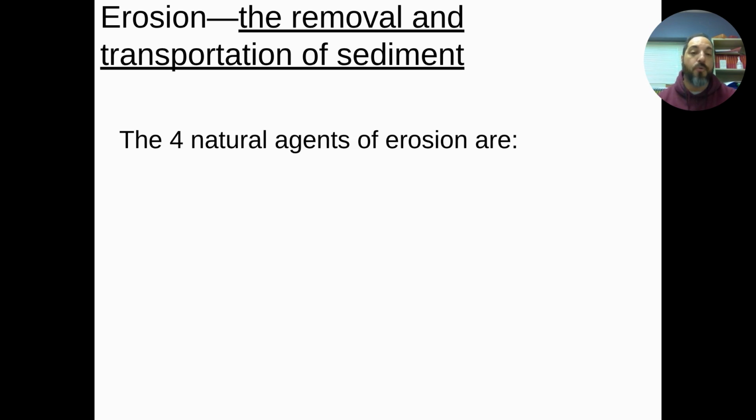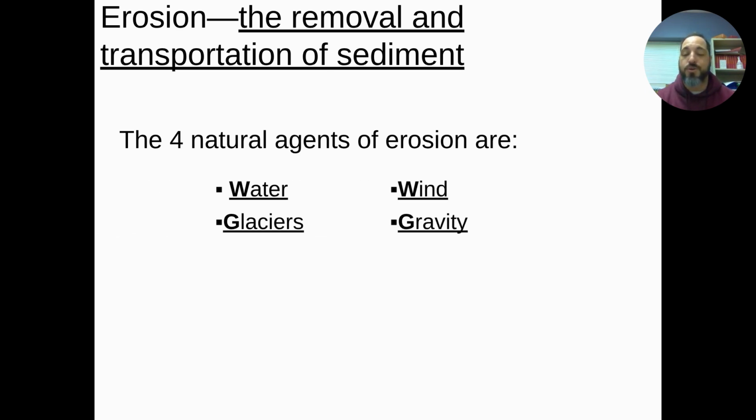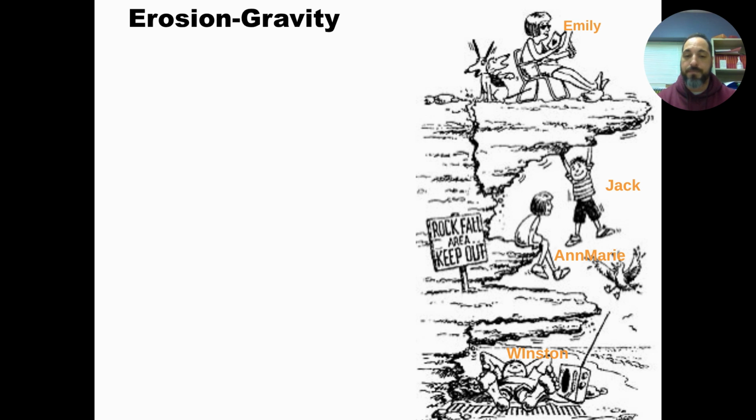So what is erosion? Erosion is the removal and transportation of sediment. And we have 4 natural agents of erosion. They are water, glaciers, wind, and gravity. We got 2 W's and 2 G's, right? Water, wind, glaciers, and gravity. Those are the only 4 things that are going to be actually moving our sediment.